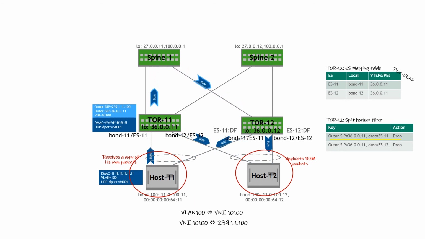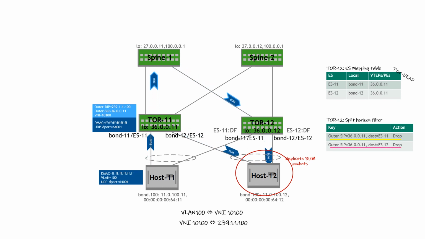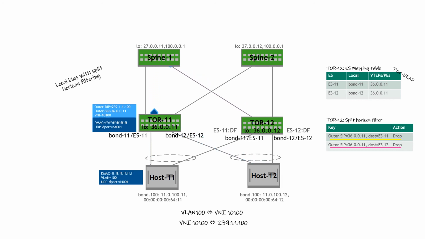The first split horizon filter prevents traffic from TOR 12 to host 11. So the first problem is solved. Host 11 is no longer receiving a copy of its own packets. Because of the second filter, TOR 12 stops sending traffic towards host 12 post-decapsulation. This is traffic from TOR 11. Because of this filter, host 12 stops receiving duplicate copies. So now we just have a single copy going from host 11 to host 12. This is local bias with split horizon filtering.